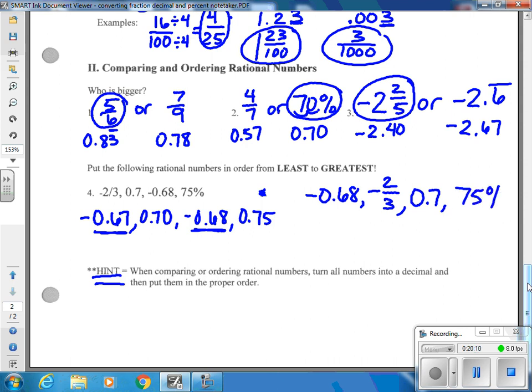So when you're putting things in order, always go to the decimal format first, and then use that to help you put them in order and determining if it's least to greatest or greatest to least. All right, so you're going to use these notes to help you take your Edmodo quiz and to help you out in class with other assignments that we decide to do.